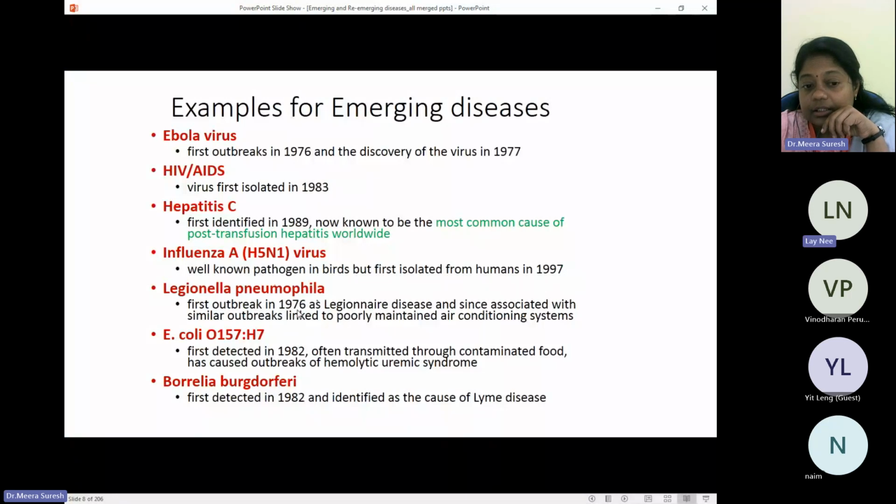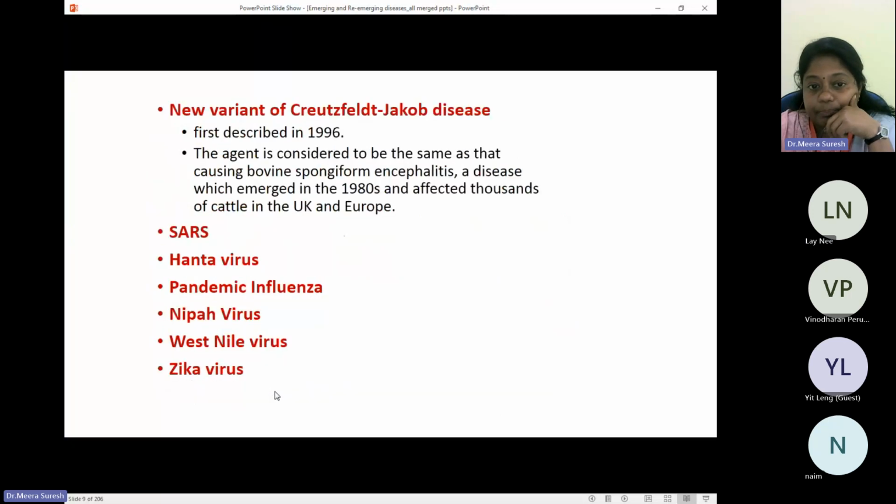In 1976, this resulted in the first outbreak of the disease, Legionnaire disease. This first outbreak was in 1976 in the USA, and it was due to poorly maintained air conditioning systems. Then we have E. coli, detected in 1982, and it results in hemolytic uremic syndrome. Then Borrelia burgdorferi, detected in 1982, and it's an important cause of Lyme disease. And this disease is very commonly seen in the USA.